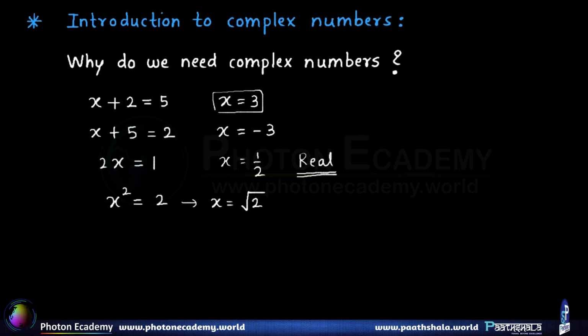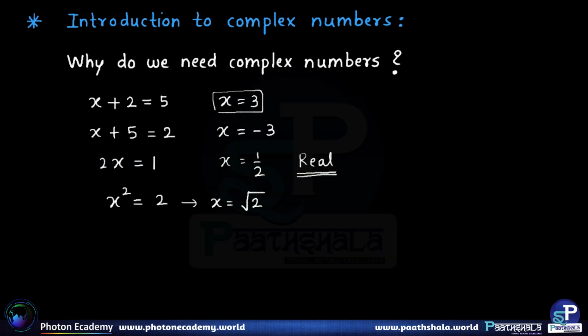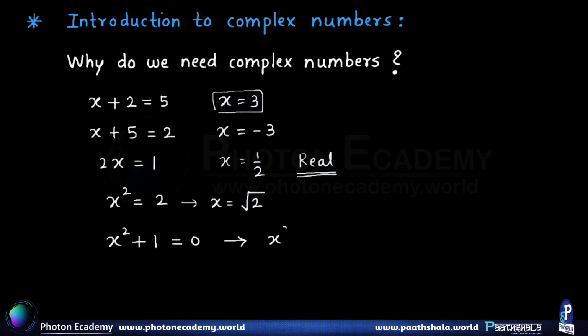Now let's see one step ahead, and we will come to know that even real numbers are not sufficient to solve certain equations. Say here we have an equation as x square plus 1 is equal to 0. Now if we consider this, it gives us x square is equal to -1. And so far, if we know only the real numbers, here we see that the square of a real number is -1, which is not possible if x is a real number.